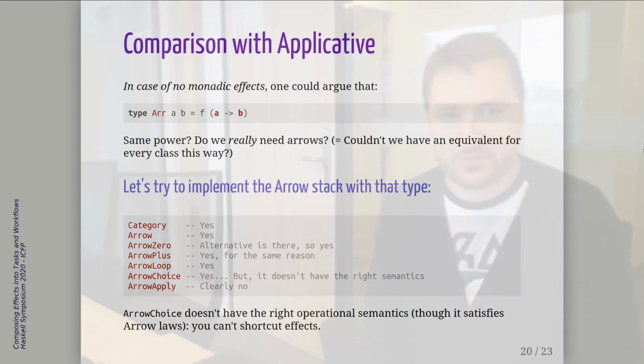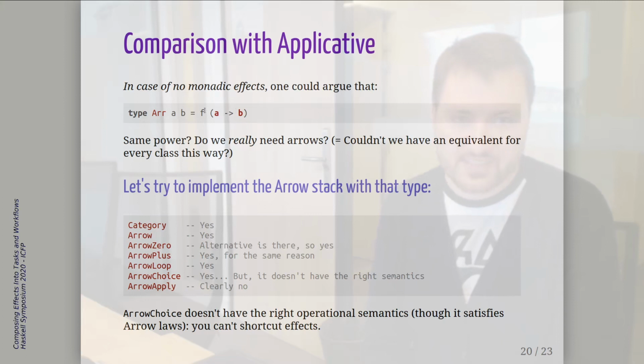Well, first of all, even in the case where we do not have any monadic effects, it's not exactly the same. Let's say I represent my tasks with some type like that. I have some applicative functor f that's wrapping some computation A to B. Just configuration time effect, no load time, no process time effect. It will only do pure functions. So would we really need arrows in that case? Don't we have an equivalent for every arrow class in that way?